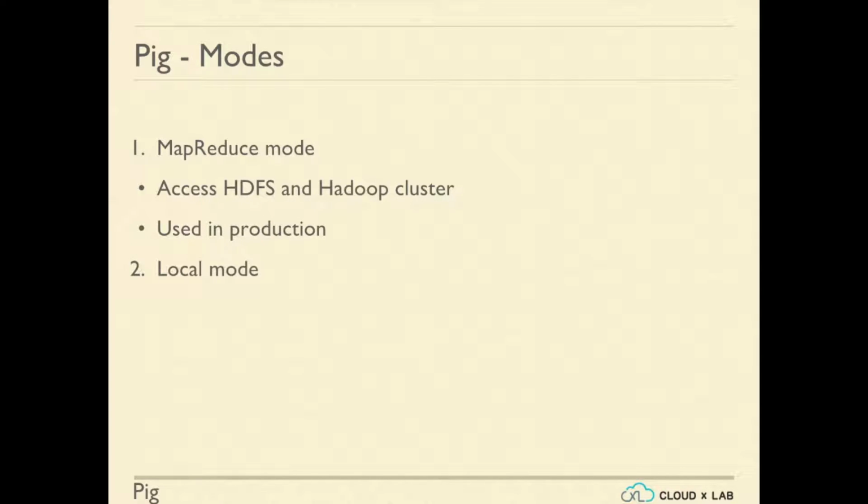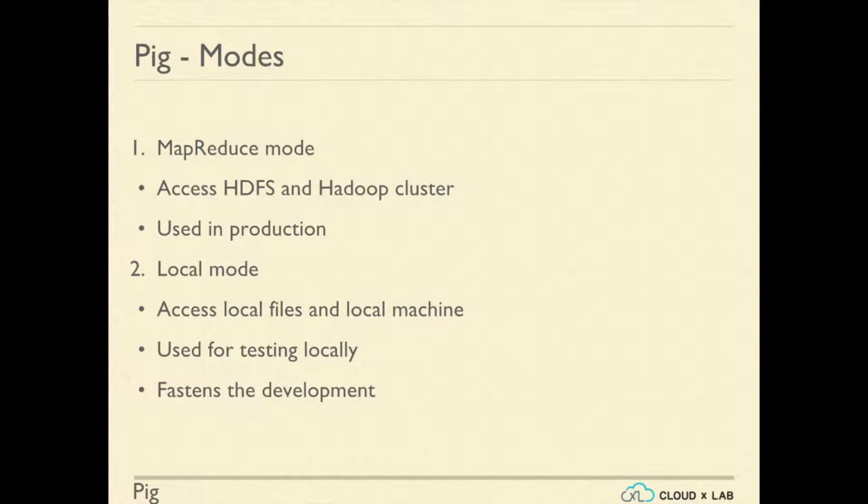The local mode. In this mode, Pig accesses files stored on local file system. Data processing happens on the local machine. This mode is generally used for testing locally and speeding up development.